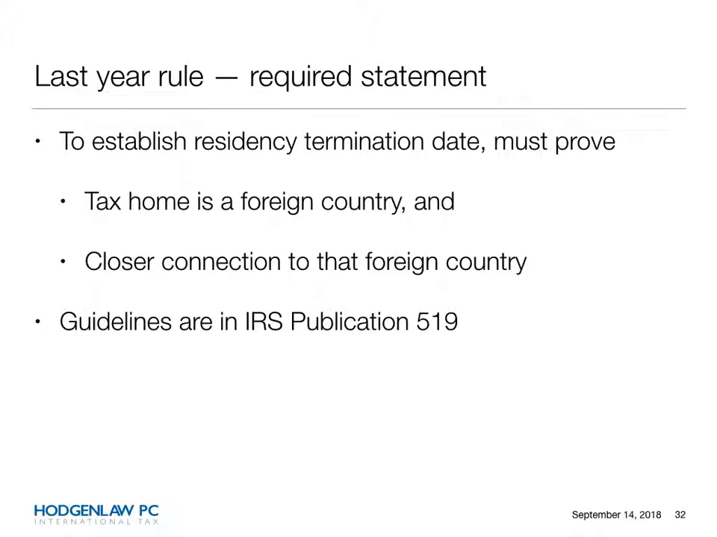There is a small caveat for the last year rule, though. By default, December 31st is the end date for US residency for tax return purposes, even if you leave the US in, let's say, January. You can establish a residency termination date earlier than December 31st, but you'll need to prepare a statement proving that your tax home is in a foreign country and you have a closer connection to that foreign country. In other words, the facts and circumstances test, where your life is located.